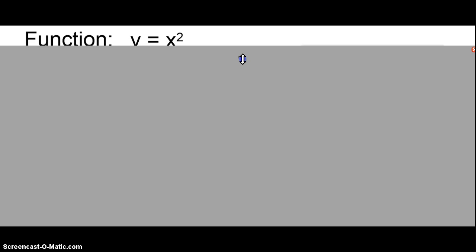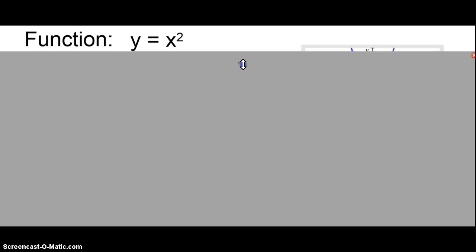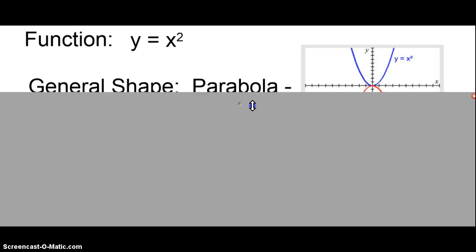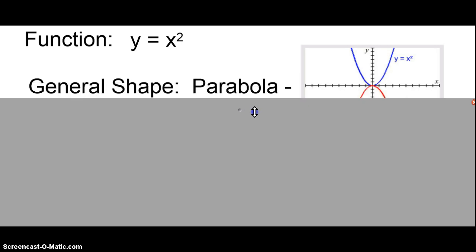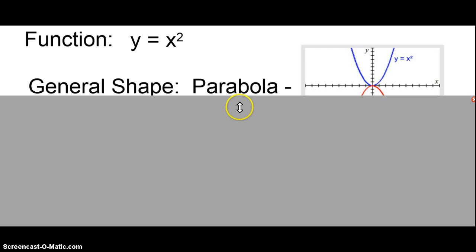Today we're going to talk about quadratic functions. In the quadratic function, the form of the equation is y equals x squared. This is the parent function for a quadratic. You can see the general shape of the quadratic function kind of looks like a U. It's called a parabola. If it is a positive quadratic, the U is facing up, it's open upwards.